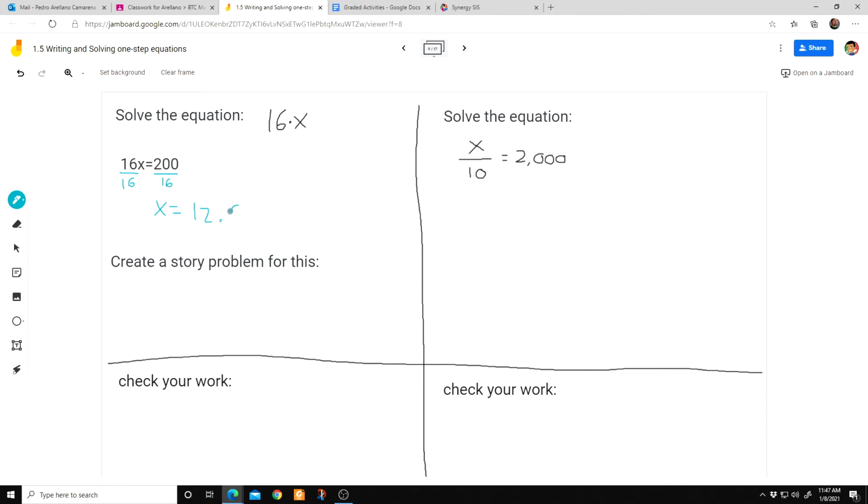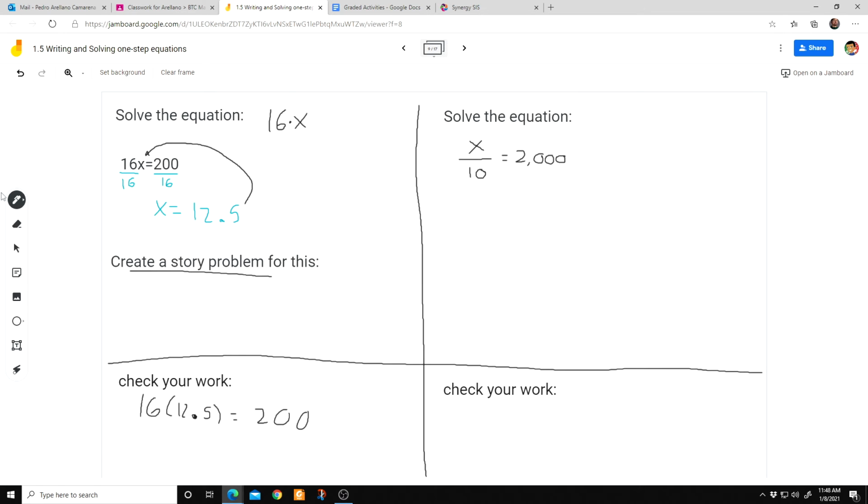There you go. Now, how do we check our work to know if this is right? Well, we're going to take 12.5 and plug it back into the x. So we're going to get 16 times 12.5, and we should hopefully get 200. And if we get 200, we know we did it right. And if we don't, we've got to go back and figure this out. So we get 200. Just checking on the calculator. There it is. I'll let you create the story problem. That's kind of more of a fun challenge for you to do.